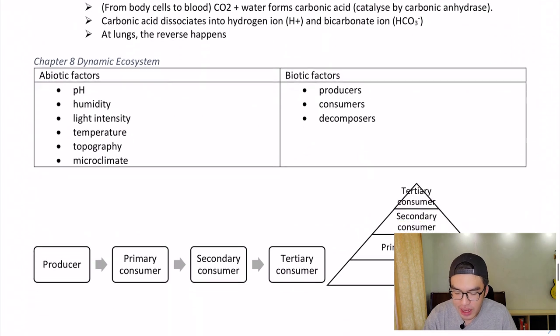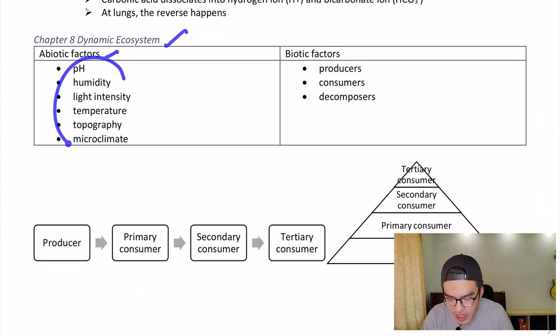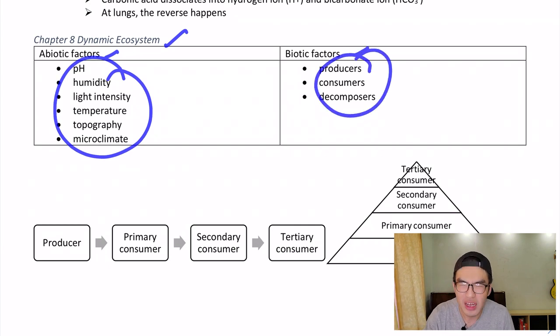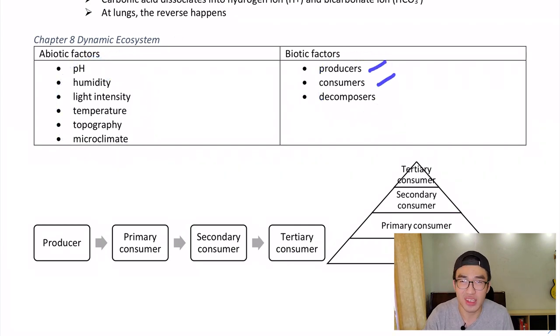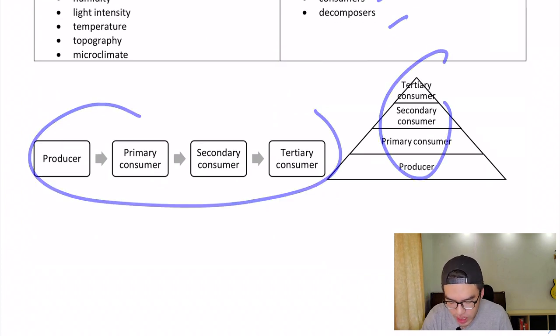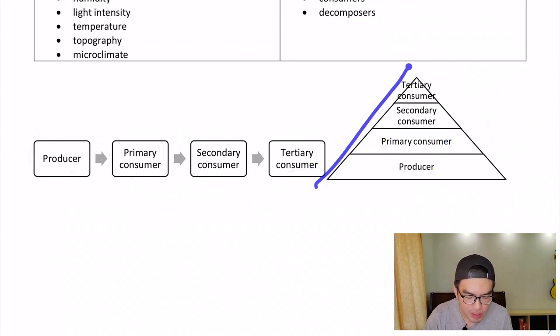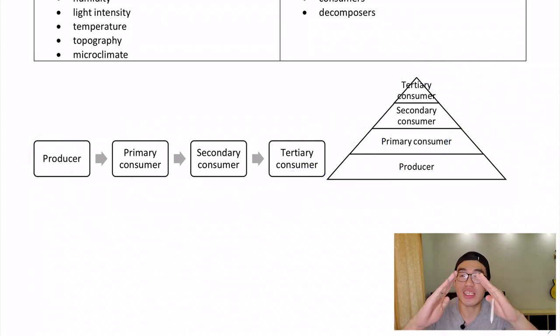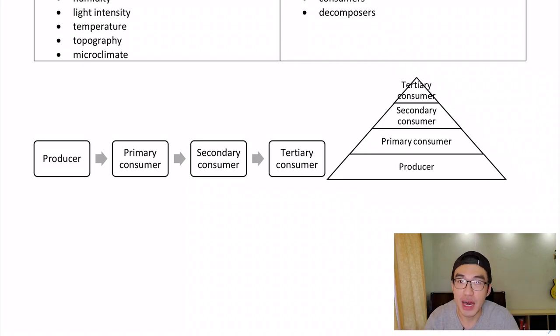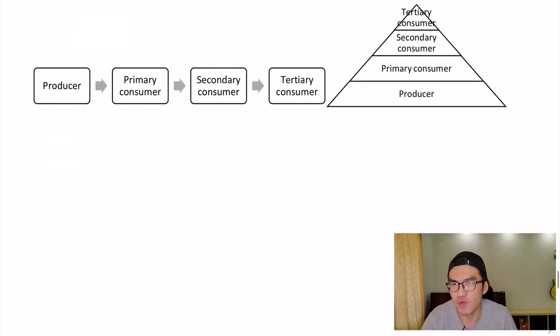Simple stuff. Next, chapter 8, dynamic ecosystem. You have abiotic factors here, and you have biotic factors here. I'm sure you know what producers, consumers, and decomposers are, right? If you don't, let's look at these here. You have producer, primary consumer, secondary consumer, tertiary consumer. As you can see, in the pyramid of numbers, they decrease in number as they go up. This is the balance of nature. You have the fewest tertiary consumers because they are the strongest. You cannot have many strong predators around because you will screw up the whole food chain, the whole food web.